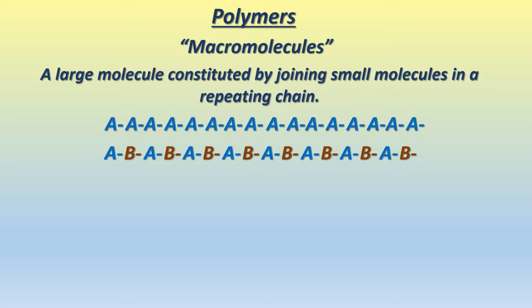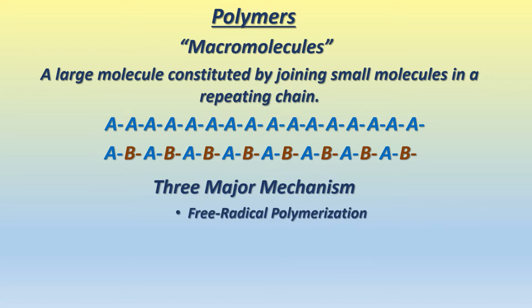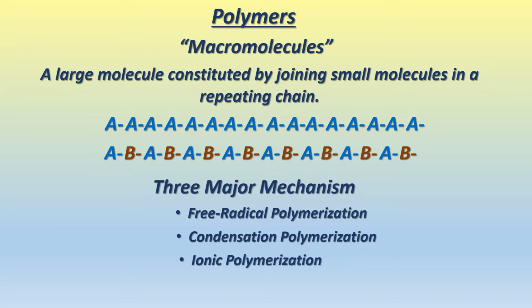Polymers form in 3 basic ways. You can have a free radical polymerization, condensation, or ionic polymerization. For the remainder of this video, we will look at those 3 in some detail. Starting with free radical mechanisms.